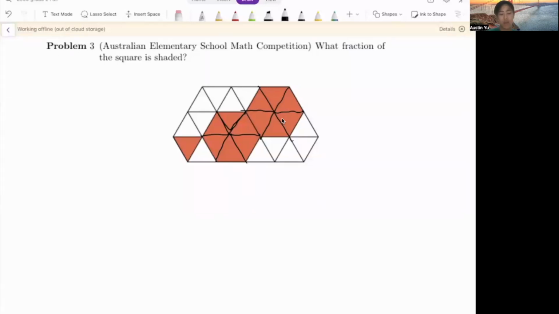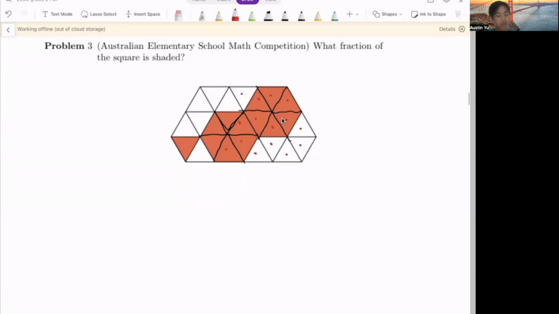Once filled out, we can see here that we can just count up the triangles. So I'm going to count with you. 1, 2, 3, 4, 5, 6, 7, 8, 9, 10, 11, 12, 13, 14, 15, 16, 17, 18, 19, 20, 21, 22, 23, 24, 25. And then there are 25 small triangles.